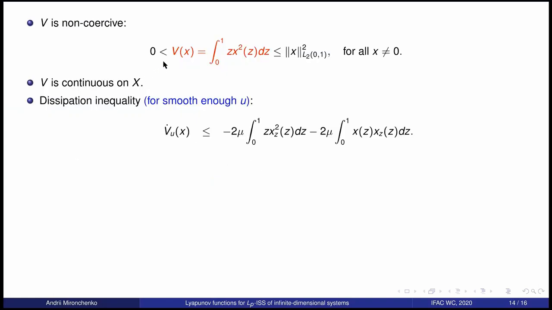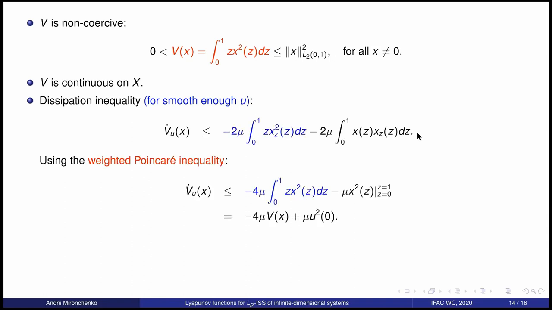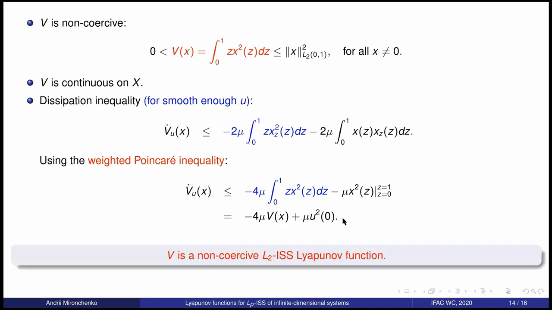Namely, it is non-coercive, so it is positive definite and can be upper bounded by the L2 norm squared. V is continuous, and at the same time, for smooth enough inputs U, we obtain such a dissipation inequality. Using the weighted Poincaré inequality, we proceed to such an estimate, which is precisely this. And we see that it is indeed a non-coercive L2 ISS Lyapunov function.